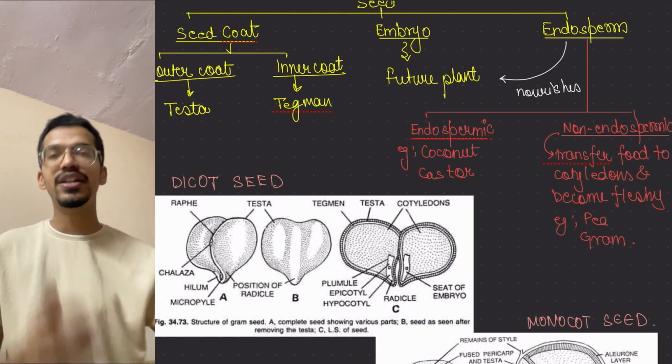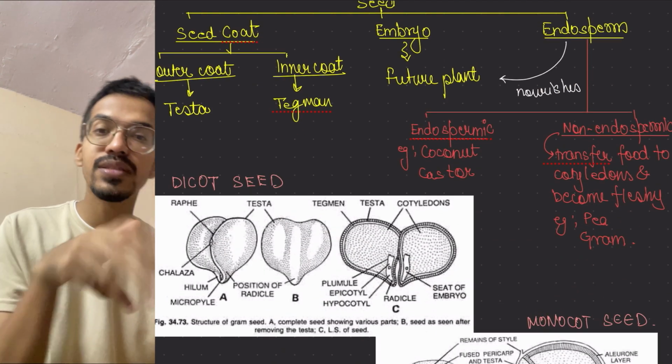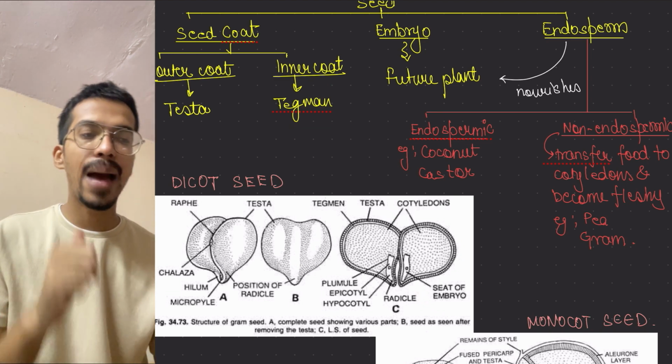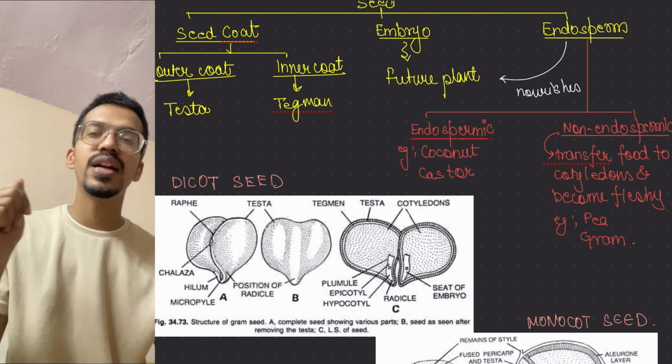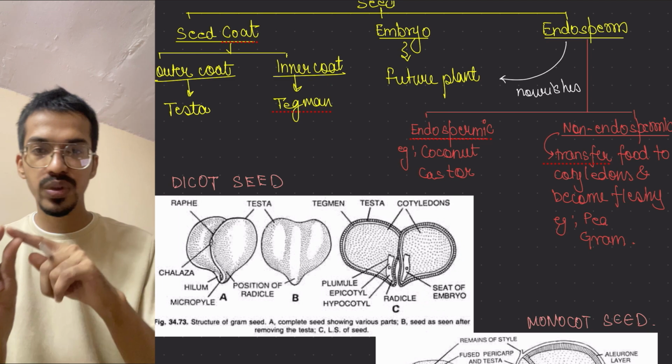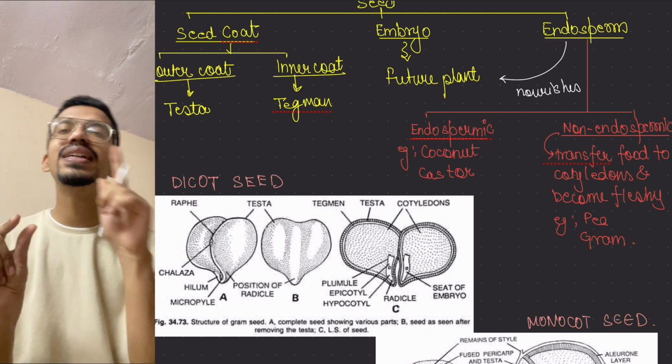Now this endosperm in the seed can be present or absent, because this endosperm's major function is that when the zygote forms, which will change into the embryo, it provides food to that.